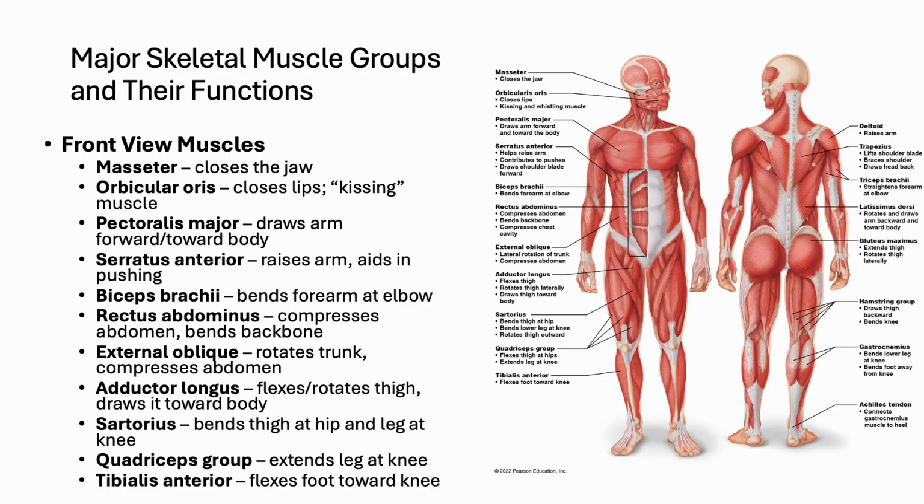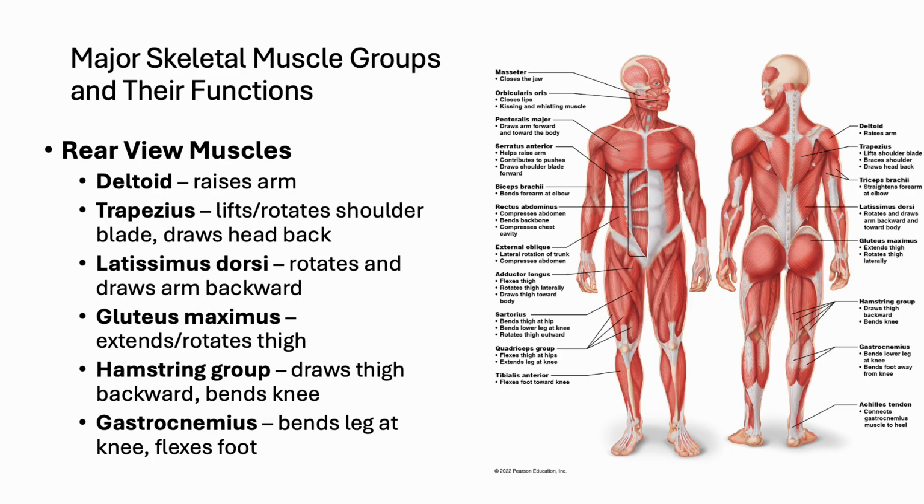Skeletal muscles are organized into four groups with specific functions. On the front view, notice muscles like the masseter, which allows chewing, and the orbicularis oris, which controls lip movement, important for speaking, eating, and even expression. Larger groups like the pectoralis major and biceps brachii handle arm movement and flexion at the elbow. The rectus abdominis and the external oblique form the core, helping with posture and trunk rotation. Moving down, muscles like the quadriceps extend the knee, while the tibialis anterior helps lift the foot when walking.